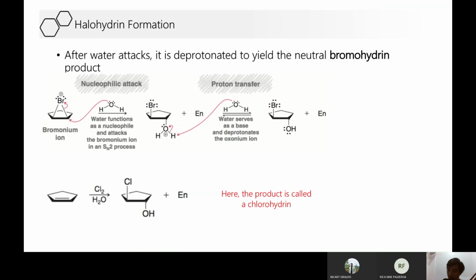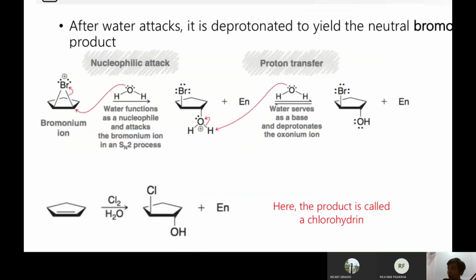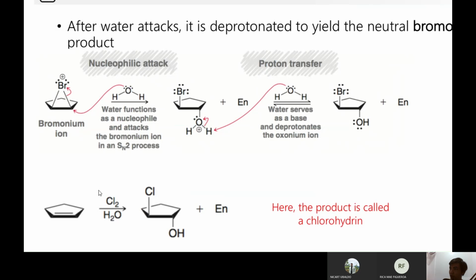As you can also notice, yan ay naka anti-addition din. So yung isa nasa taas, yung isa nasa baba. So that is also true for chlorine. Br and chlorine lang naman yung ganon. So ito Cl2 then H2O, ibig sabihin yan ay magiging halohydrin kasi may water. Kapag wala yung water, anong reaction yan? Halogenation reaction lang yan. Pero since may water, halohydrin reaction. Same lang ng process, yung isa nasa taas, yung isa nasa baba. So easy, di ba?